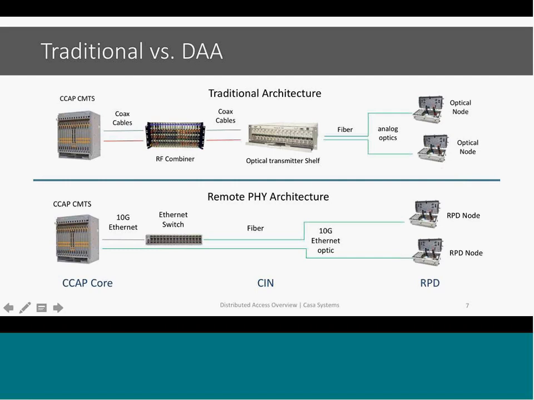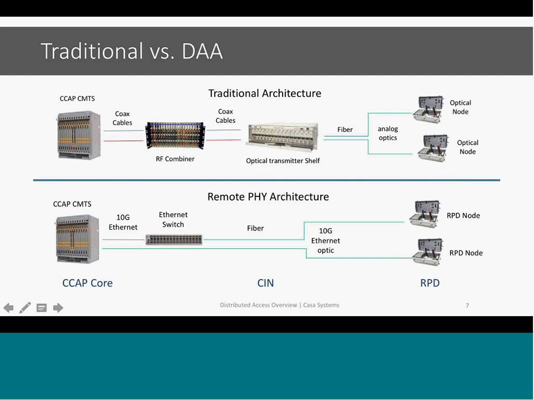The difference, going to DAA, the main components are, the CMTS stays the same, and instead of using coax out, I use 10 gig Ethernet optics out of my CMTS. I put those into a switch. I have a piece of fiber, again, with these optics. These are 10 gig digital optics, and that terminates in the RPD node.